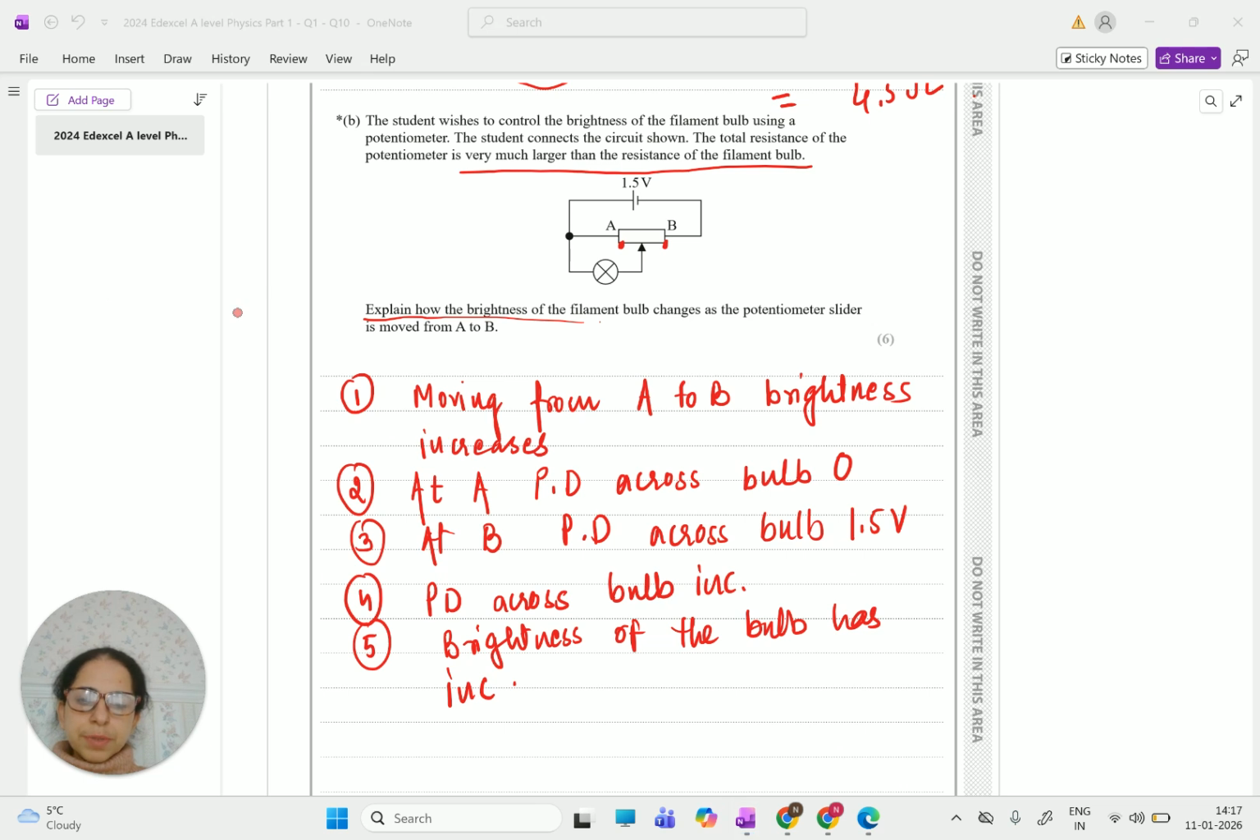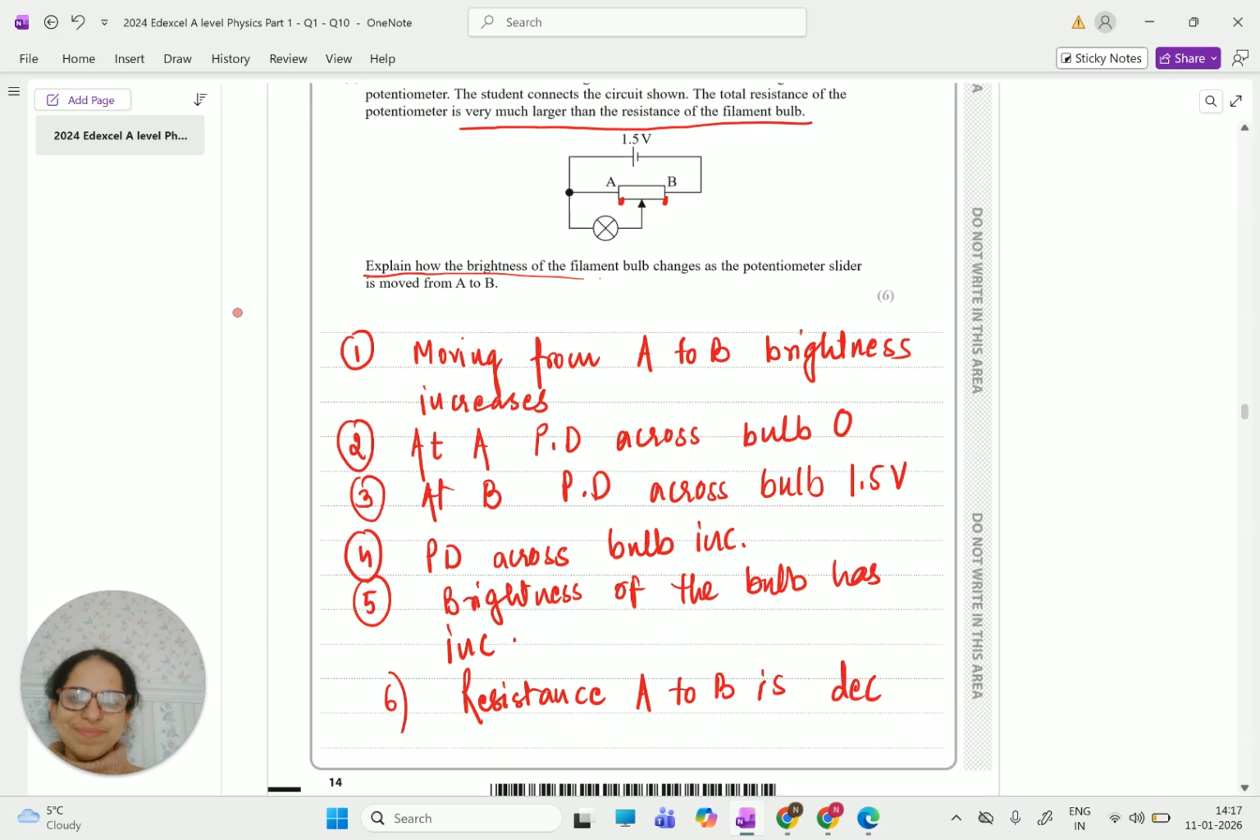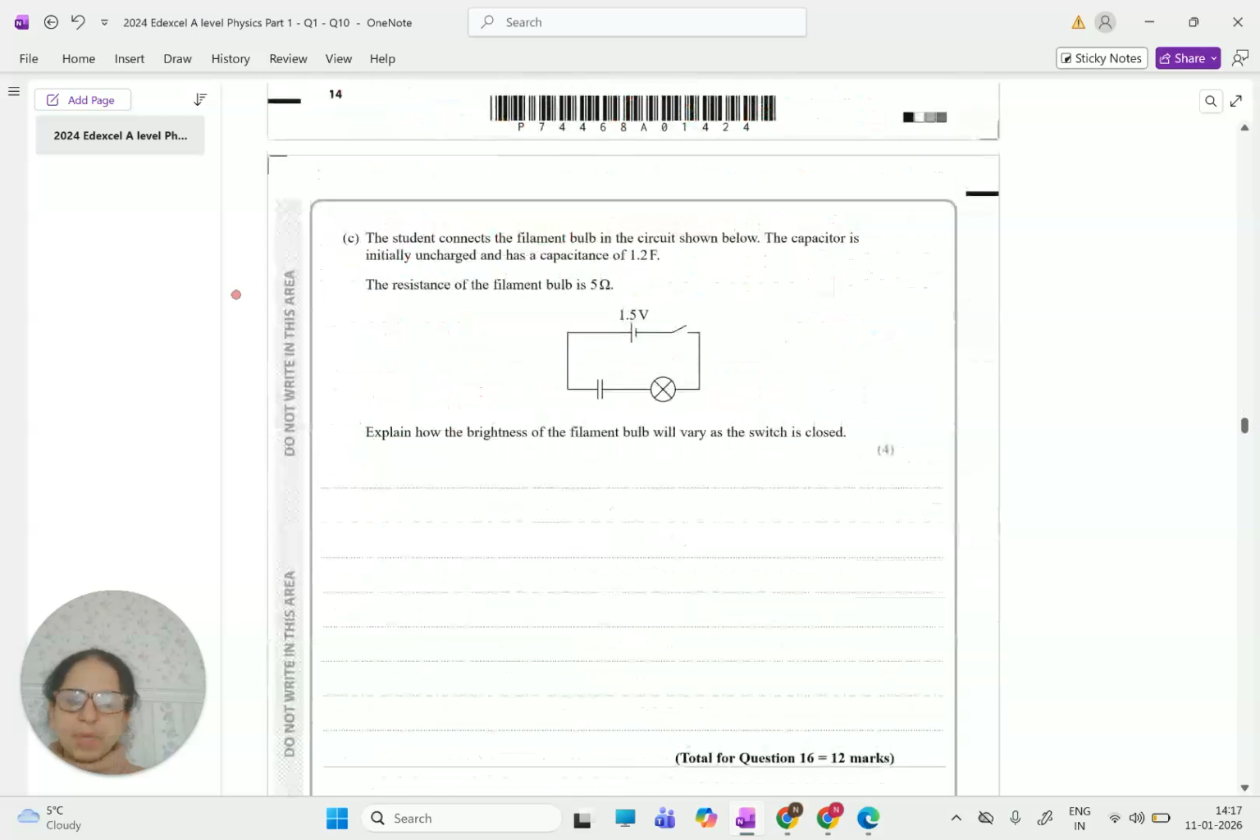So why is this happening? Why this is happening is because the resistance A to B is decreasing. That's it. Done. Okay. Let's try the next one.